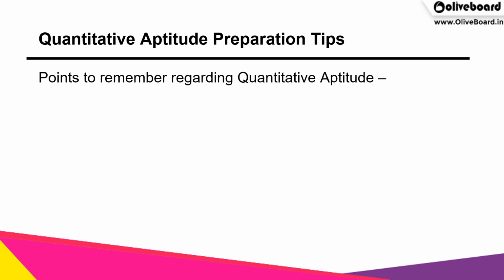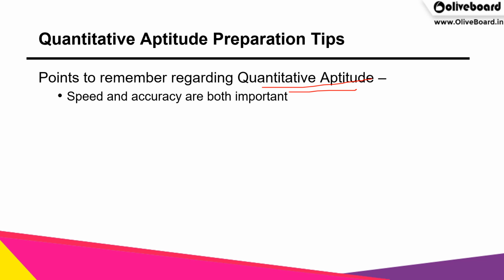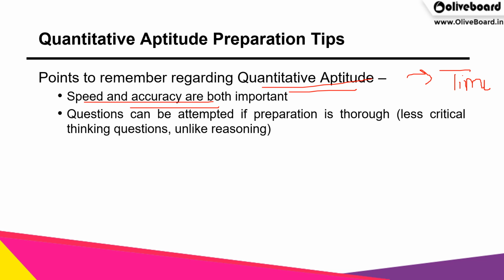So we will start with the preparation tips. What are the points that you have to remember with respect to quantitative aptitude? First, speed and accuracy are both important here, as we know that quants is very time consuming, and at the same time we have to be very accurate. It should not be that we are going at a very high speed but we miss out on the accuracy. So we have to remember both speed and accuracy are very important.